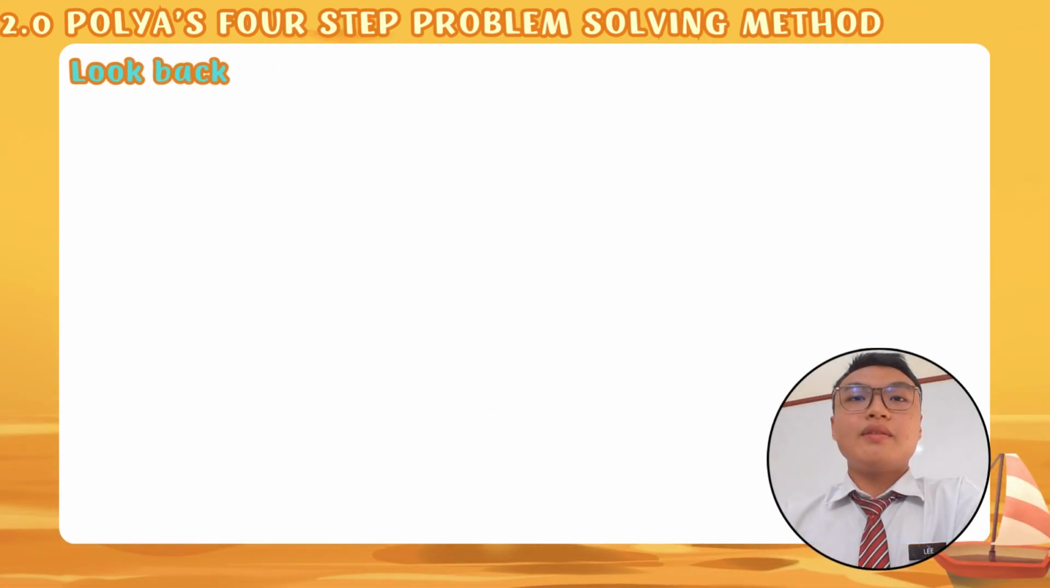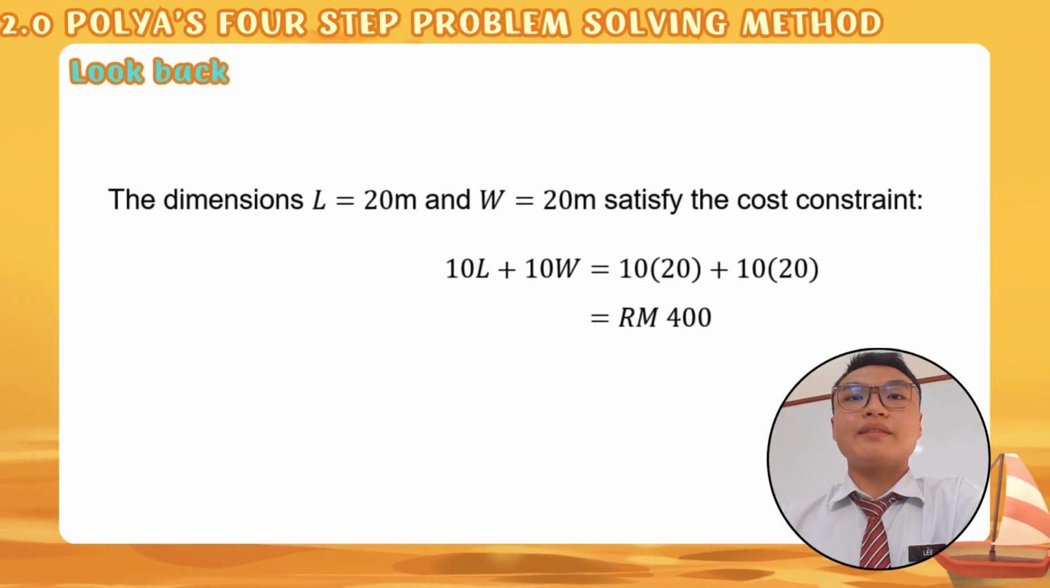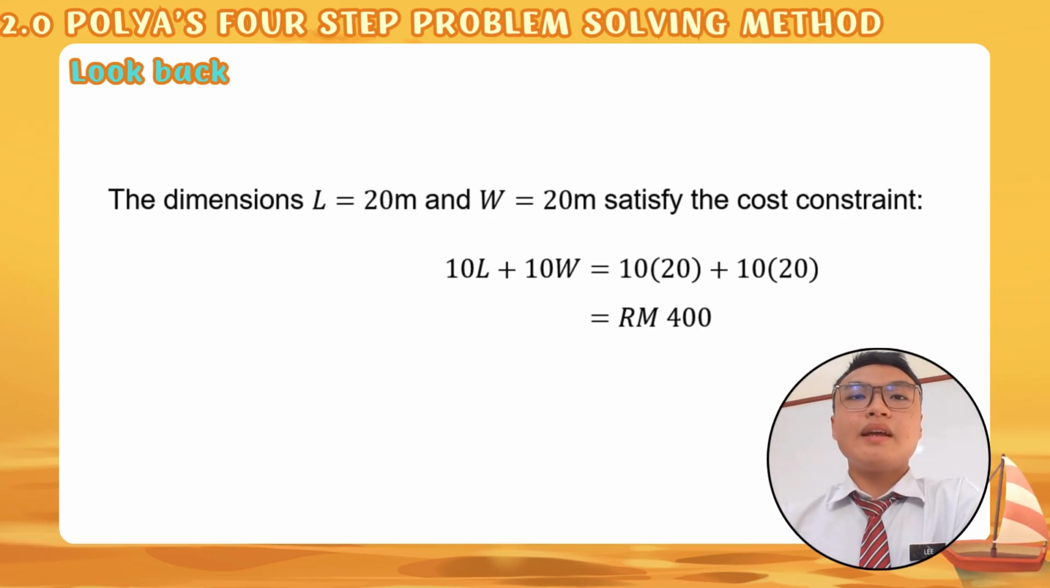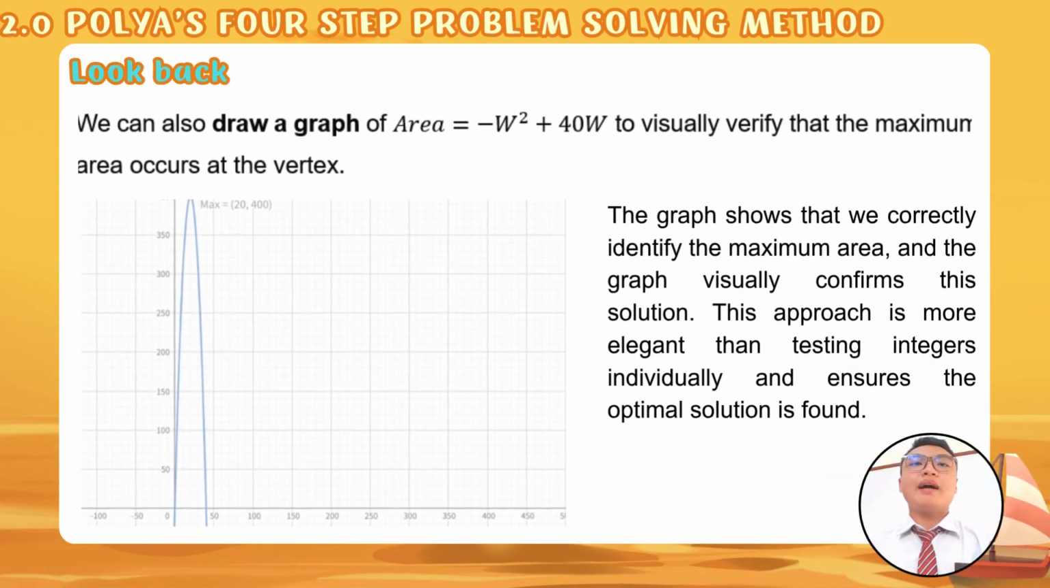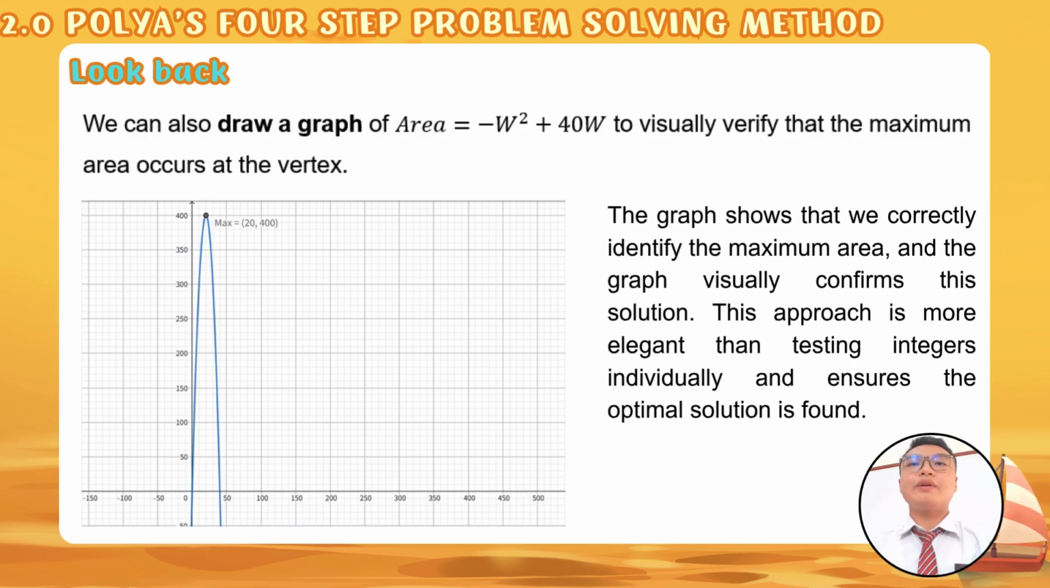To confirm the result, we use Polya step 4, look back. I check the total cost. 10L plus 10W equal to 10 times 20 plus 10 times 20, which is equal to 400, the same as the total budget of 400 ringgit. To make sure my answer is correct, I also plotted the graph of A equal to negative W squared plus 40W, which forms a downward opening parabola. The vertex at W equal to 20 visually shows the maximum area, confirming that my algebraic solution is correct.